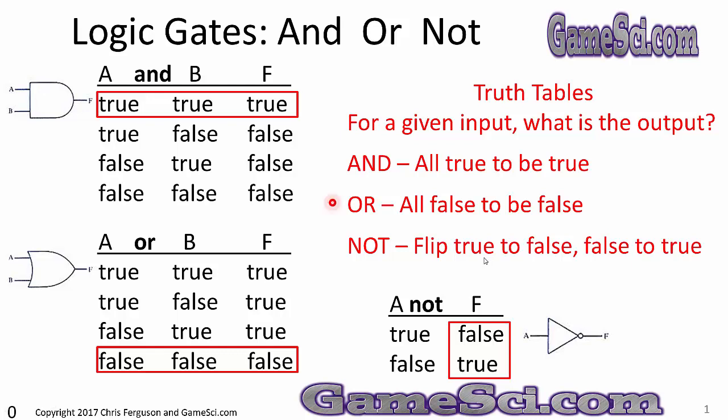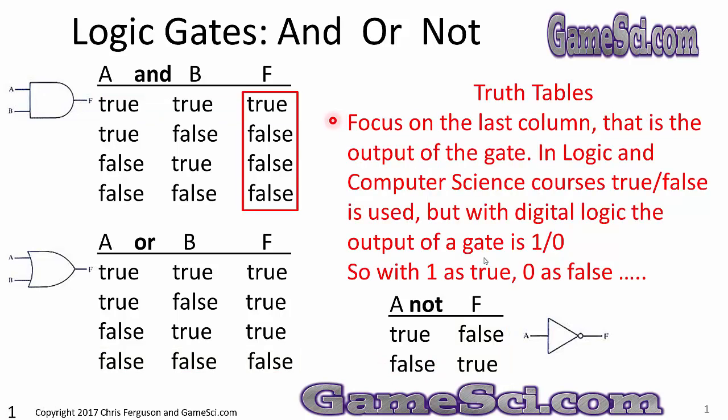The OR is all false to be false. The only time an OR gate is false is when both inputs are false. If there's a single true on the input, the output, F, is going to be true. NOT, flip true to false, false to true. If the input to a NOT gate is true, then you'll flip it to false. If the input of a NOT gate is false, you'll flip it to true.